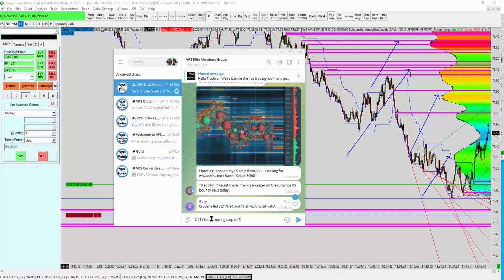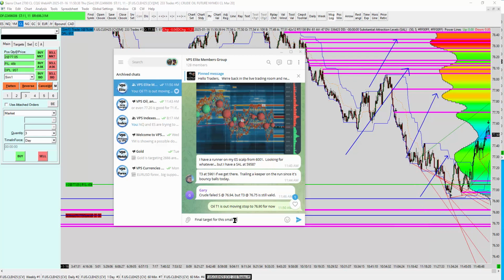I was looking for a 140 tick move in this trade. I got 137 on the last target. So probably it was near a 200 tick trade between the first target and the last target. I'm talking about a single contract.